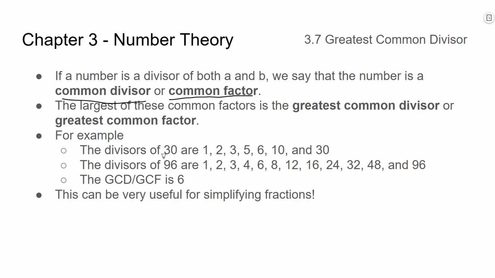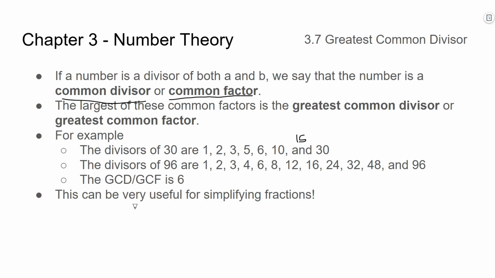So here's an example. The divisors of 30 are 1 and 30, 2 and 15, 3 and 10, 5 and 6. Those are the divisors of 30. So the divisors of 96 are going to be 1 and 96, 2 and 48, 3 and 32, 4 and 24, 6 and 16, and 8 and 12.